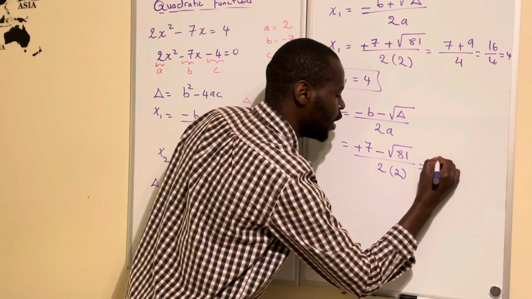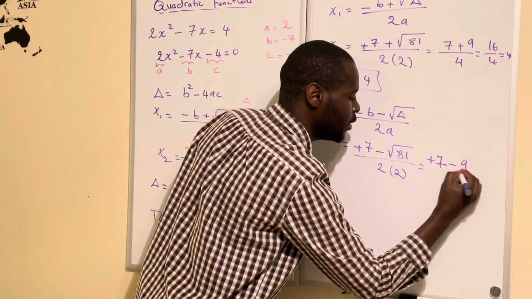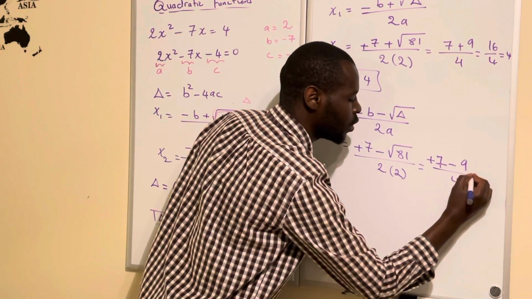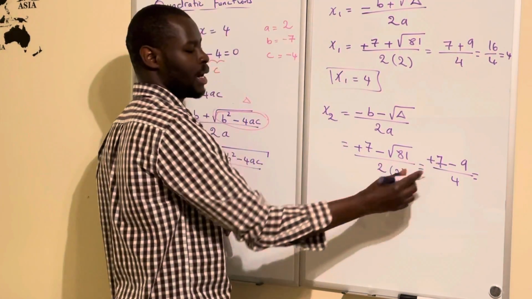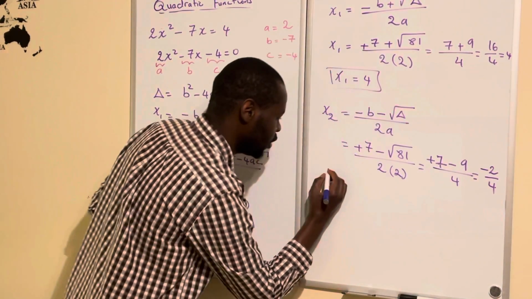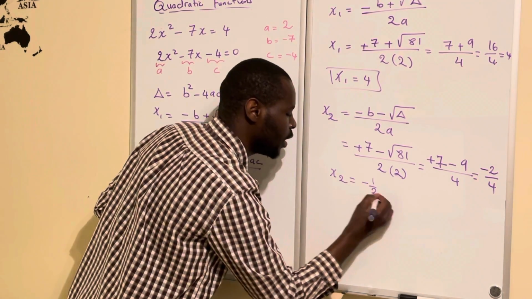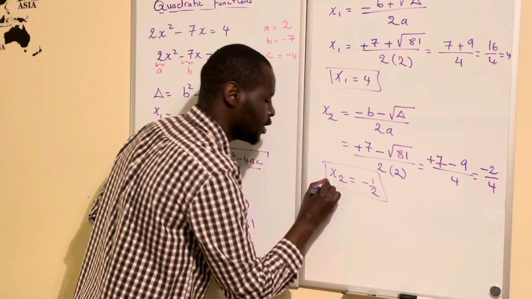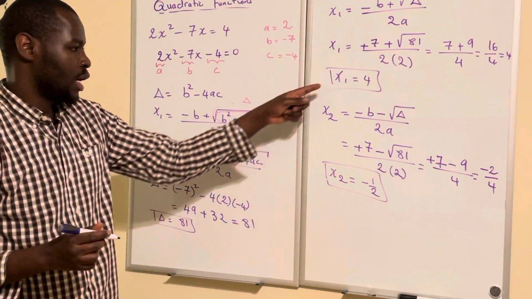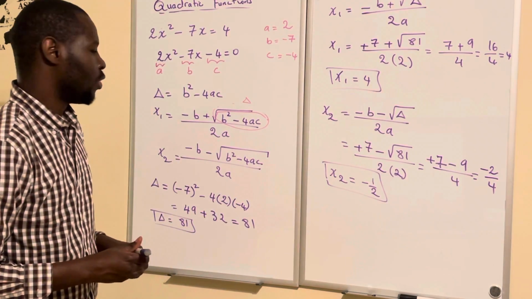So there will be positive 7 minus the square root of 81, which is 9, divided by 4. 7 minus 9 is negative 2 over 4. So we can simplify this. x2 equals negative 1/2. And that's it as your solution. So x1 is 4 and x2 equals negative 1/2.